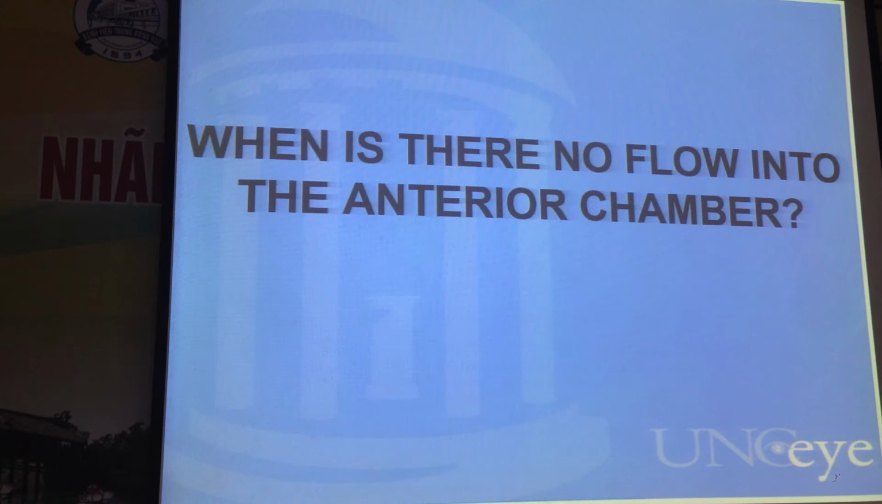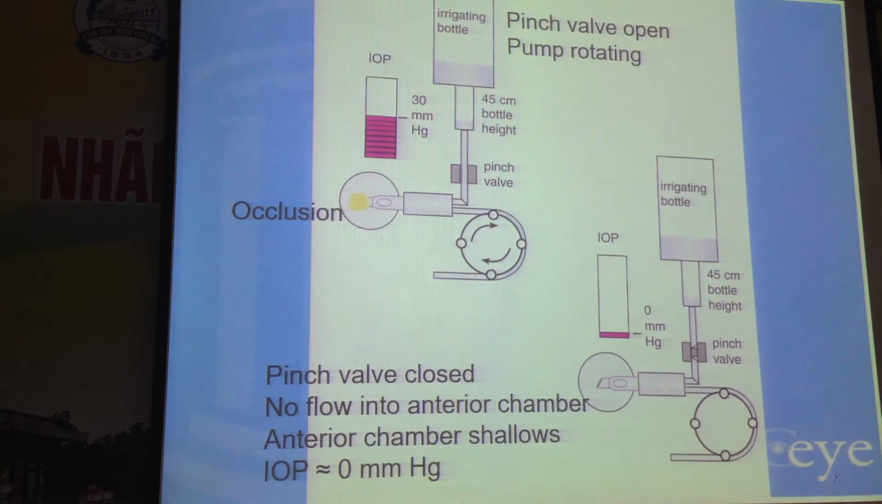So when is there no flow into the anterior chamber? With the pinch valve open, obviously there's no flow when you get occlusion of the phaco needle. Then there's no flow into the anterior chamber. Or you can have the pinch valve closed. If the pinch valve is closed, then your anterior chamber is going to collapse and you're going to have an intraocular pressure of 0. With total occlusion, you're going to have intraocular pressure in the anterior chamber that's going to be equivalent to your bottle height.